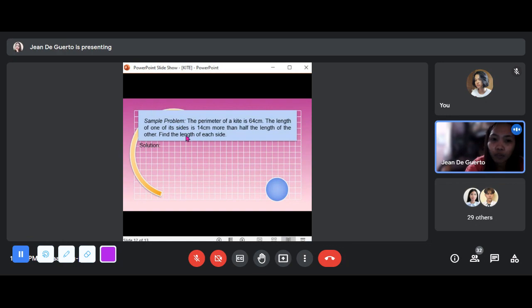So for example, the perimeter of a kite is 64 centimeters. The length of one of its sides is 14 centimeters more than half the length of the other. Find the length of each side. So here we need a representation because the length given for one of the sides of our kite is not an exact measurement.